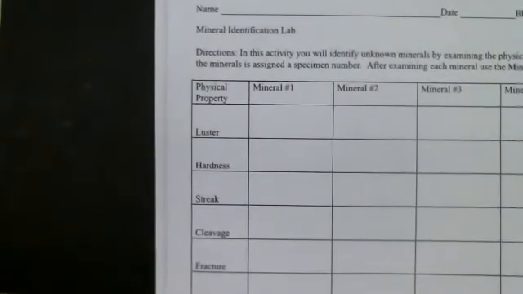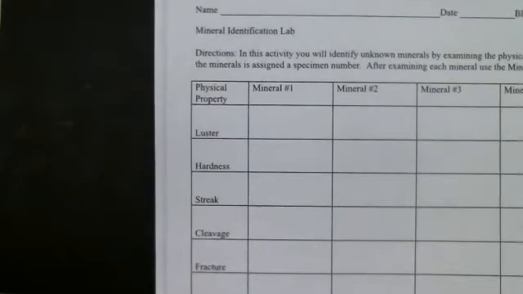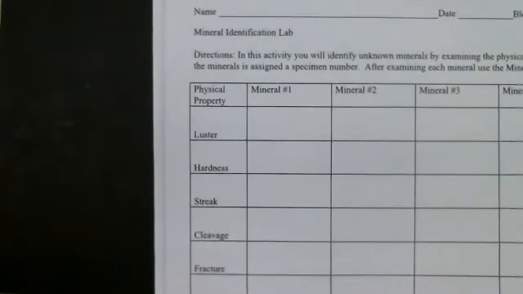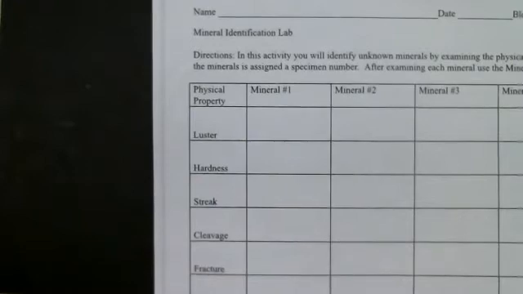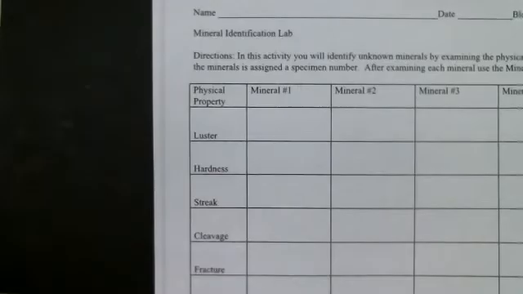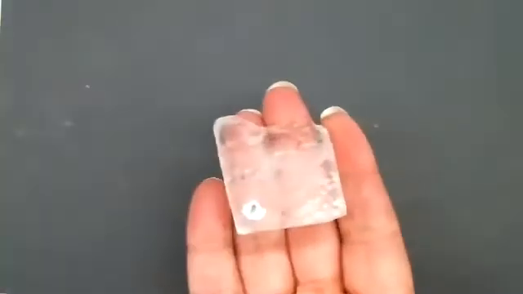And then as we identify these characteristics of the mineral, we're going to record our information on our data table. Your data table, and in fact, all of these documents will either be in paper form or they could be virtual documents, depending on whether you're taking this class virtually or in person. All right, let's go ahead and get started with that. Again, mineral number 1, this is what it looks like. We're going to start with luster.